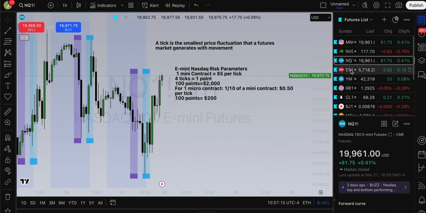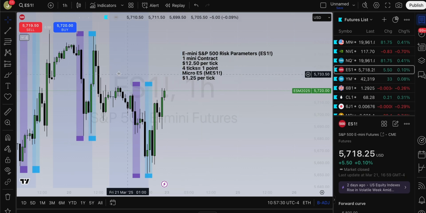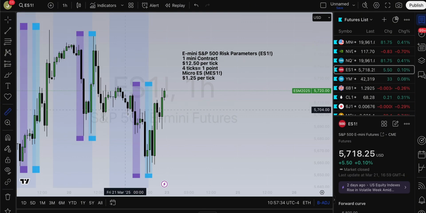Also, for the E-mini S&P, the parameters go by this. It'll be $12.50 per tick for one mini contract, and $1.25 per tick for the micro contract. So same thing. ES tends to move a bit slower than NAS, so it's a more beginner-friendly market to use.